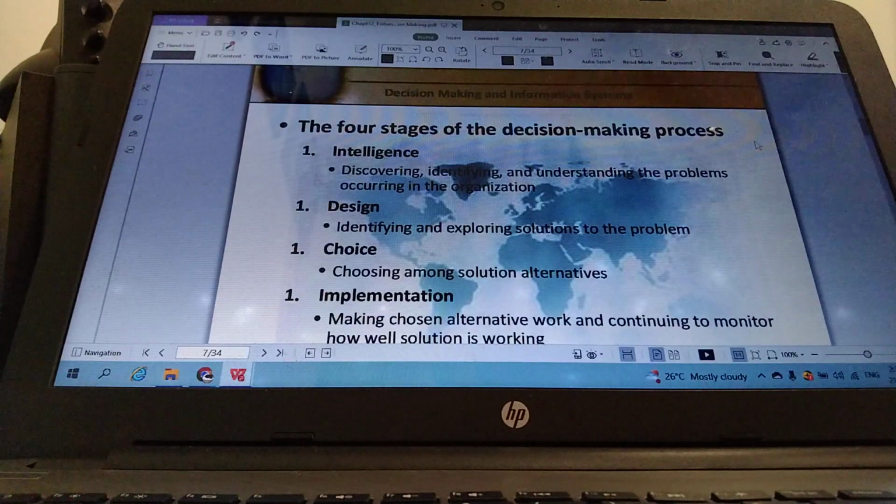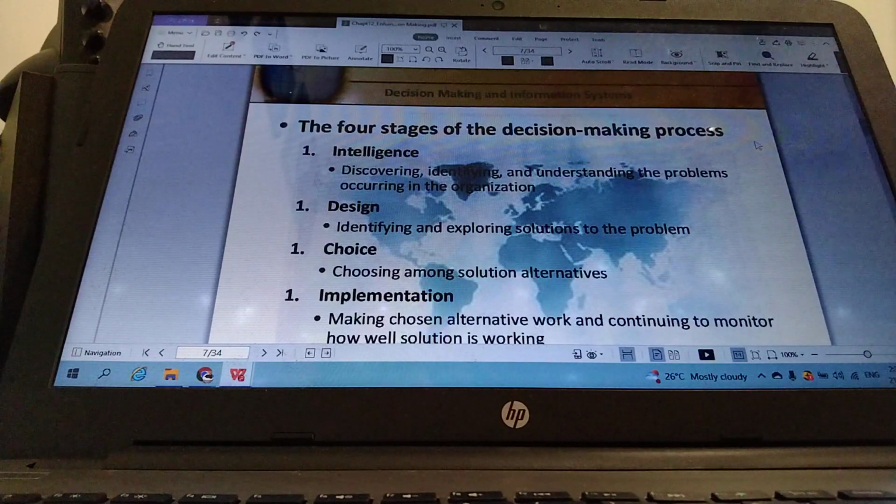Next, what we call choice, choosing among solution alternative. Quite similar to the design, but in this case, you already have some solution, just a matter of choosing which is the best solution, or which is the best alternative in decision making. And the last stage is what we call implementation. The last stage is known as implementation, making chosen alternative work and continuing to monitor how well solution is working.